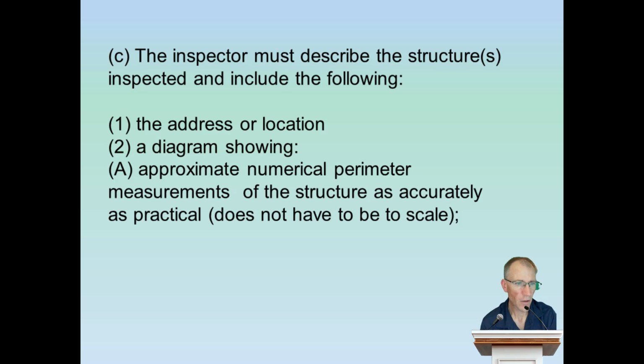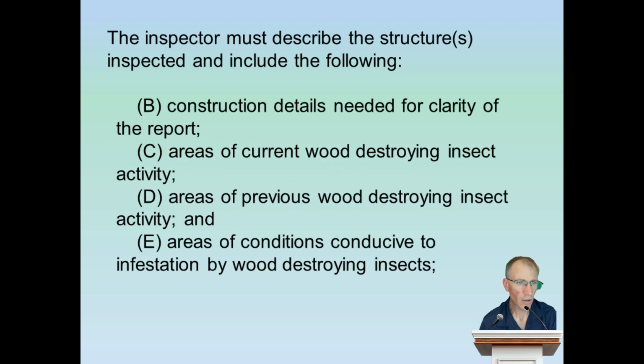C. The inspector must describe the structures inspected and include the following: 1. The address or location. 2. A diagram showing approximate numerical perimeter measurements of the structure as accurately as practical. Does not have to be to scale. The inspector must describe the structures inspected and include the following: B.